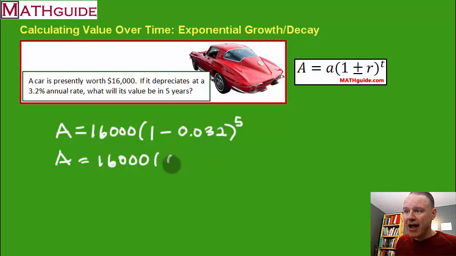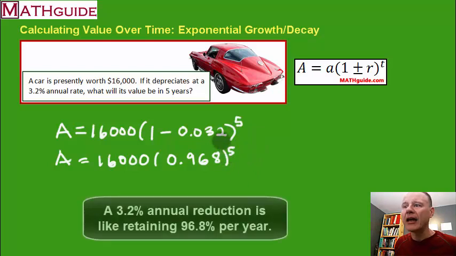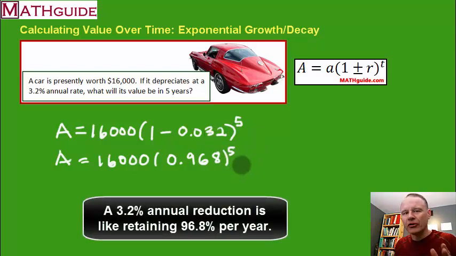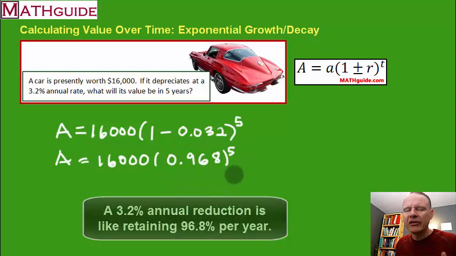Okay, when I subtract these, I'm going to get 0.968, right? Yep, I check, make sure my math is accurate. I always like to see this because it's kind of important that if you're subtracting 3.2% per year, that means you're retaining 96.8% per year. It's kind of two sides of the same coin, right? You're losing 3.2 or you're retaining 96.8. So the formula wants to know what is it retaining per year. Anyhow, you feed the formula.